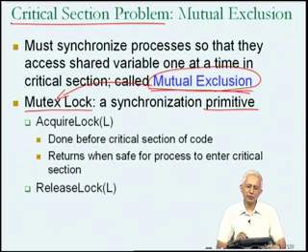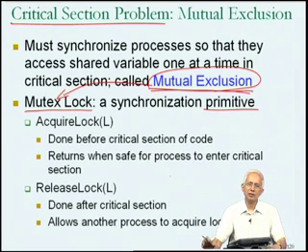Right, so the idea is that one will call acquire lock before the critical section, and it will provide some kind of a guarantee so that control will transfer back from acquire lock only when it is safe for the process to enter the critical section. And similarly, release lock will be called after the critical section and will allow another process to acquire the lock. This is the general mode of operation of the mutual exclusion primitive called the mutex lock.